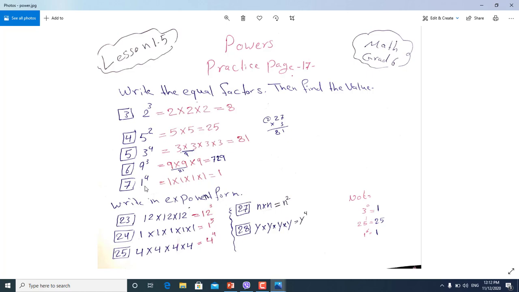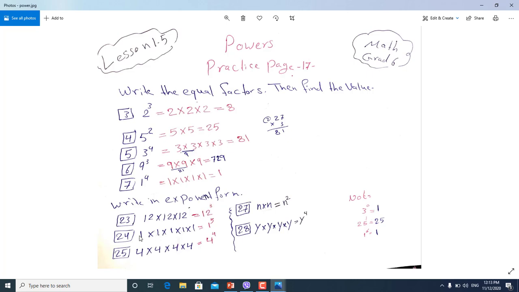And we have number 7, 1 exponent 4, that means repeated 4 times. So we say that when the base is 1, any exponent we have, the answer is the same 1. Okay, now write in exponent form, from number 23 and 28. We have 12 times 12 times 12. That means the base is 12. And how many times is it repeated? 1, 2, 3. So the exponent is 3. It's the third power of 12.